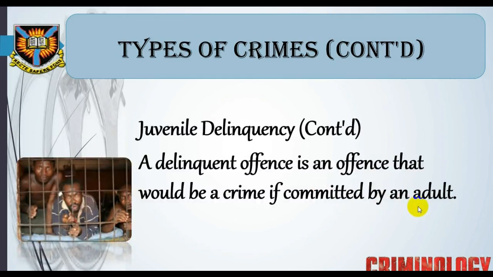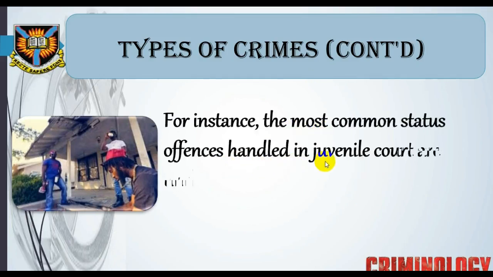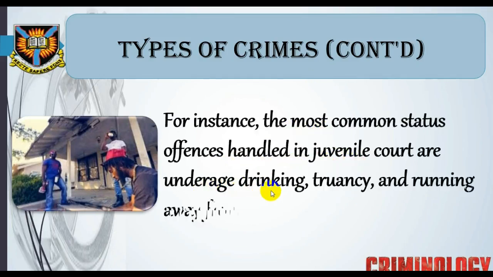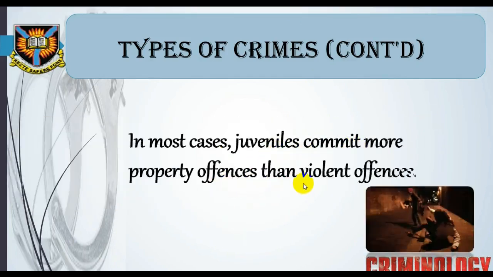For instance, the most common status offenses handled in juvenile courts are underage drinking, truancy, and running away from home. In most cases, juveniles commit more property offenses than violent offenses.